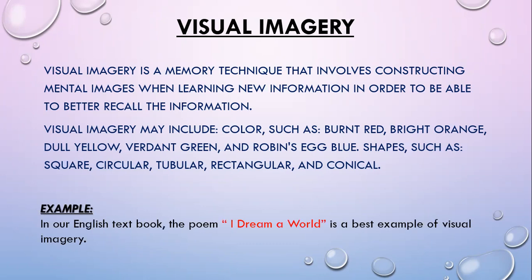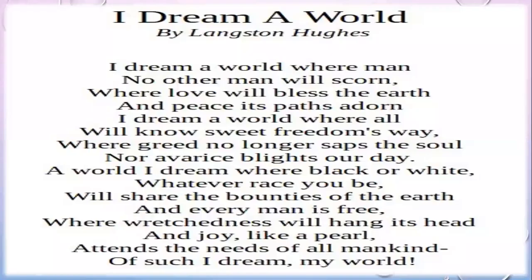For instance, in one of our English books, the poem I Dream a World is the best example of visual imagery. In I Dream a World by Langston, he says, I dream a world where man no other man will scorn. If you see, there is visual imagery when a man does not laugh at another man. So, man no other man will scorn. Promptly, a visual comes to our mind of people not laughing at one another.